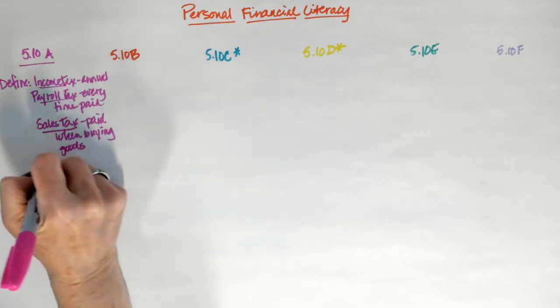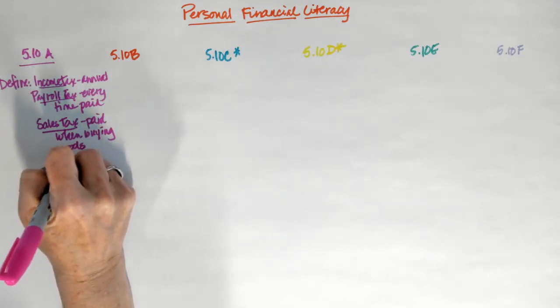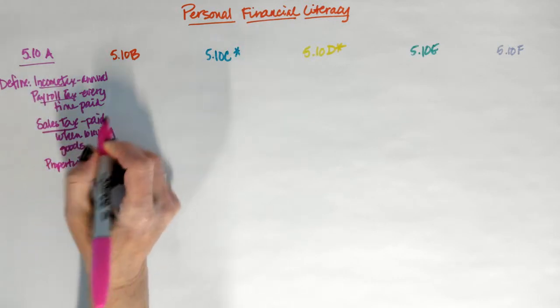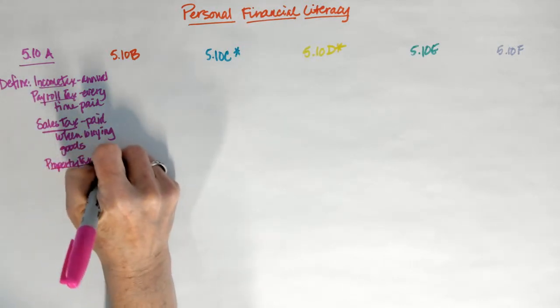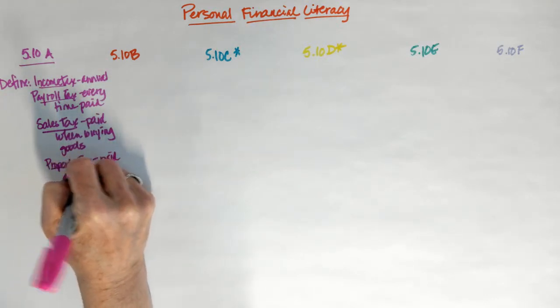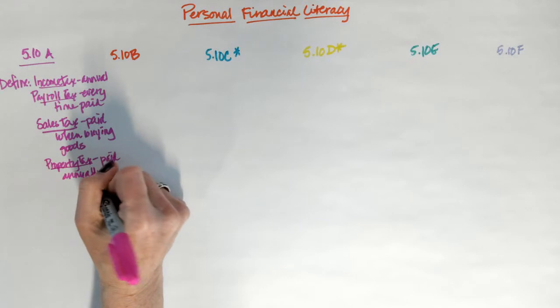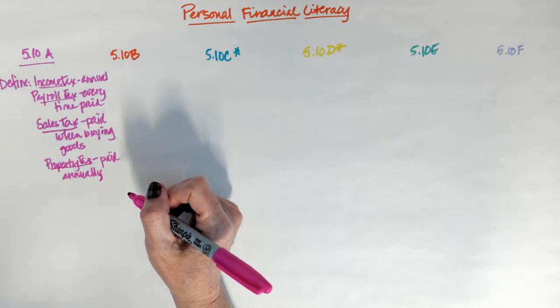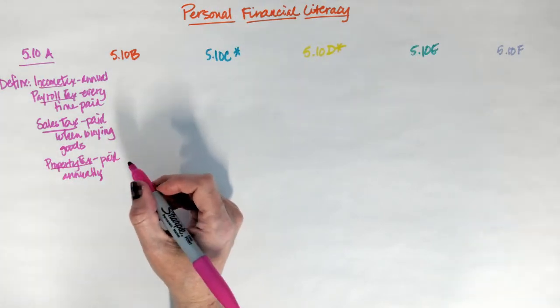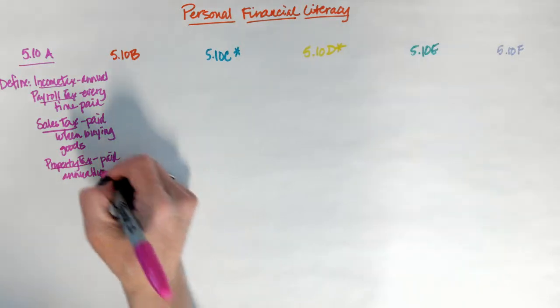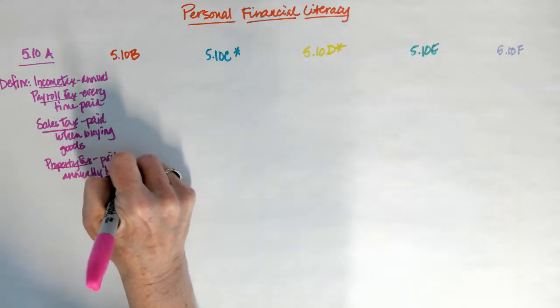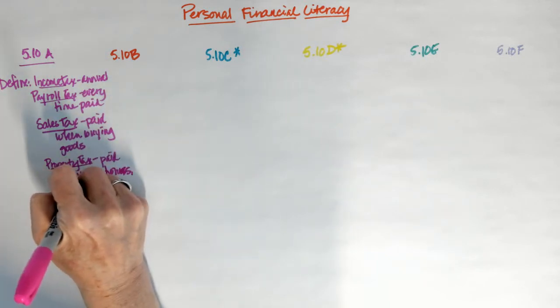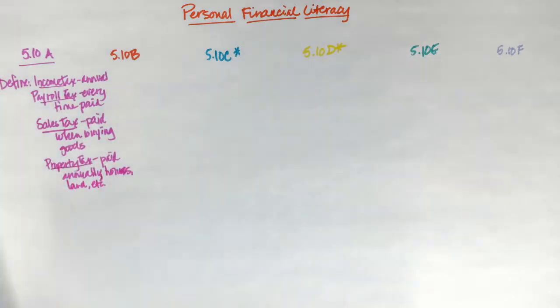And then lastly is property tax. Property tax is paid annually, and this is paid on property. But here's the problem. Kids don't know what that means. They think everything is their property, and so that it's paid on everything. But property in this case is homes, land, buildings. That's all that this standard requires of students, understanding the definition of those 4 types of taxes.